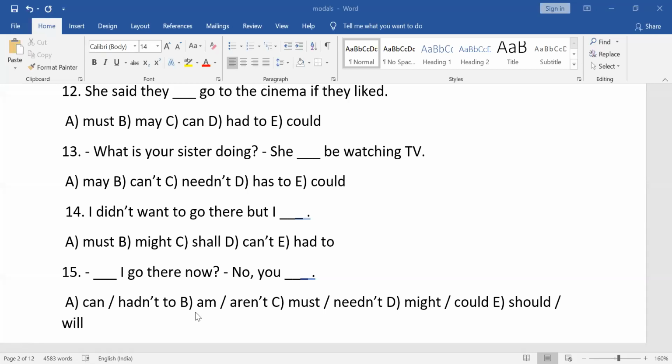Guys, here I want to tell you one more point. Suppose if I say, must I go there? If you want to give a negative answer for that, you have to use need not. You need not go there. Need I go there? But please pay attention. The opposite of must in a sentence is need not.